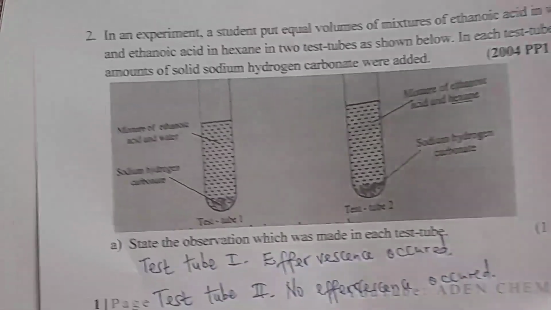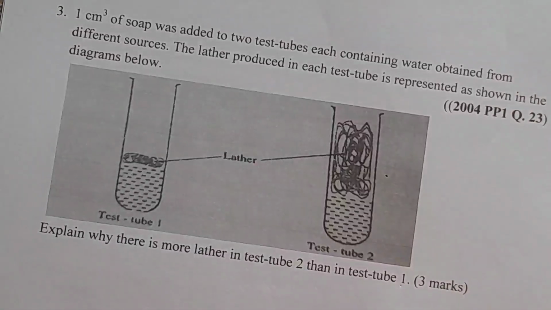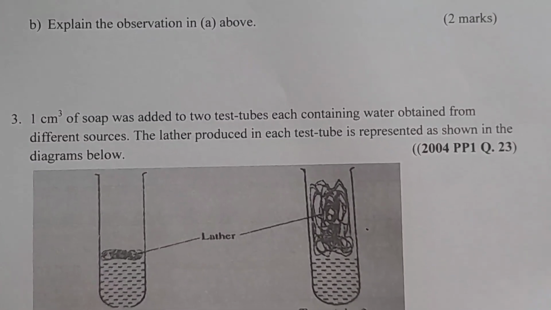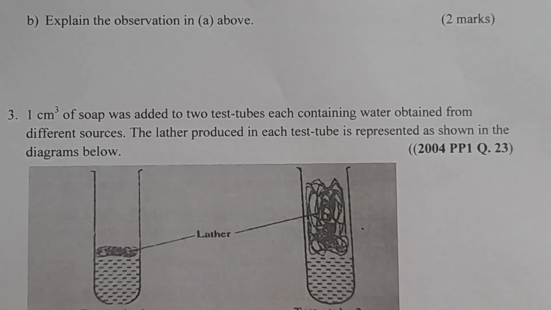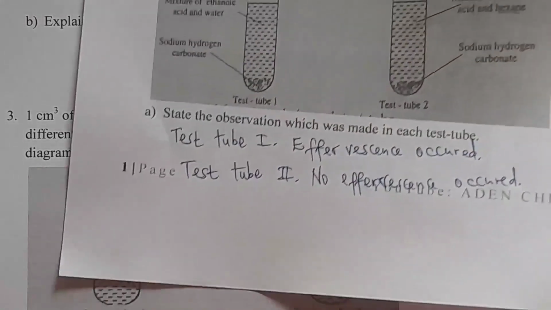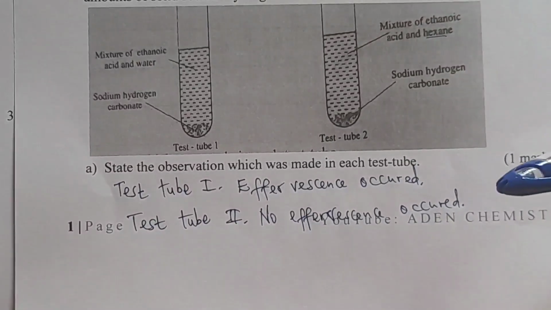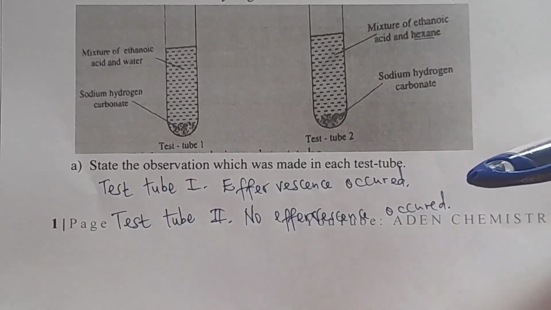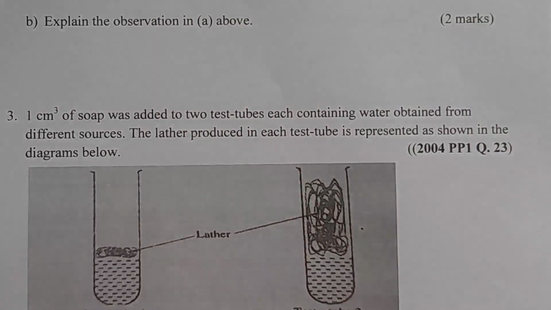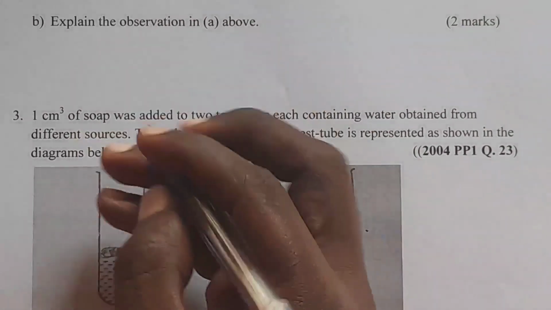So we go to part B. In part B, we are told to explain the observation in A above. The observation that we said initially in A was, test tube 1, effervescence occurred. Test tube 2, no effervescence occurred. Okay. To explain, we are going to say ethanoic acid in water.